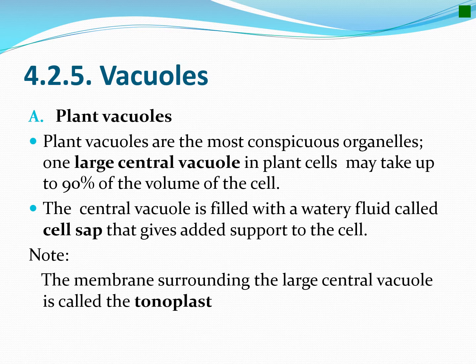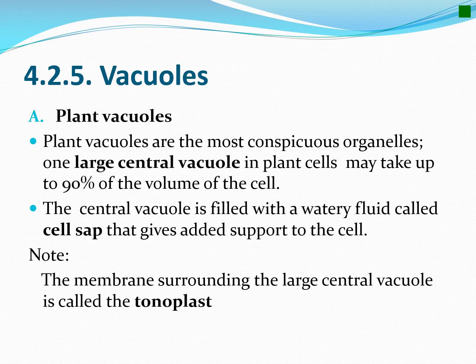The central vacuole is filled with a watery fluid called cell sap that gives added support to the cell. Plant cells can obtain their support because of that watery fluid found in vacuoles. For example, you know that some plants present a weak and flexible stem, meaning that they cannot adopt an upright position.